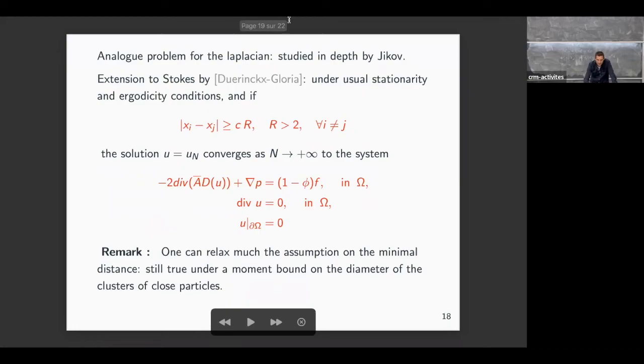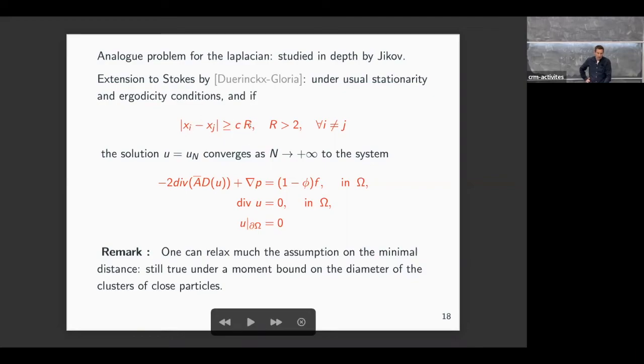And luckily, the analog problem for the Laplacian was studied in depth by Zhikov. In the book by Zhikov, Kozlov, and Oleinik, there is a whole chapter, and actually a couple of chapters, on this. So there are, of course, many things that transfer to the Stokes case. And typically, this is a result of Duerinckx and Gloria.